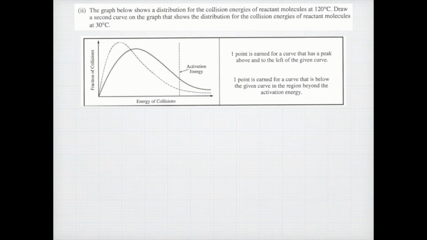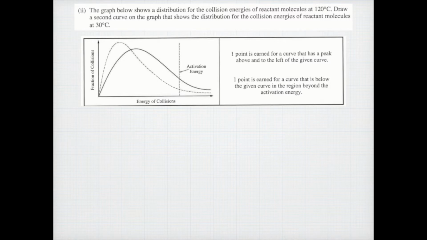So you got 1 point for showing that the peak is above and to the left of the original peak. And then you also got 1 point for showing that the curve is going to be below the original curve beyond that activation energy. So notice how it's below it, not only after the activation energy, but then also before it as well.